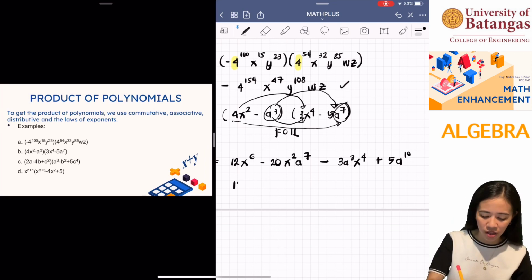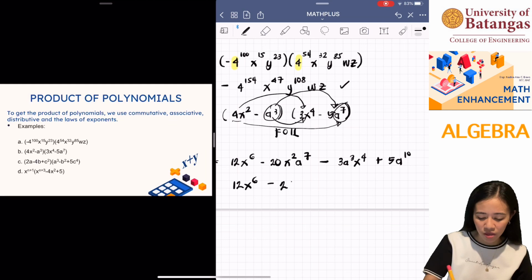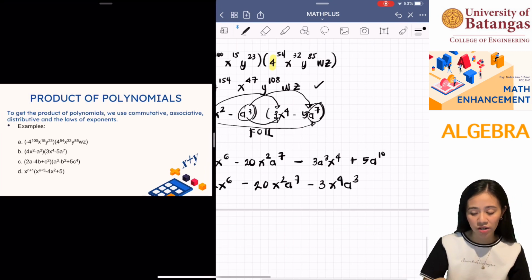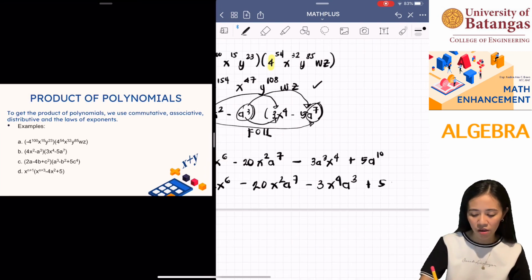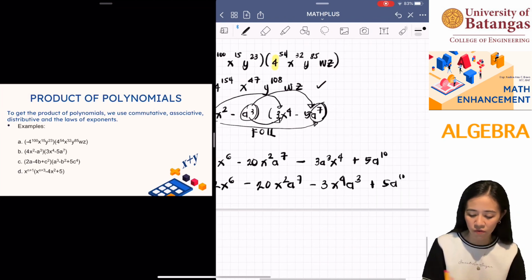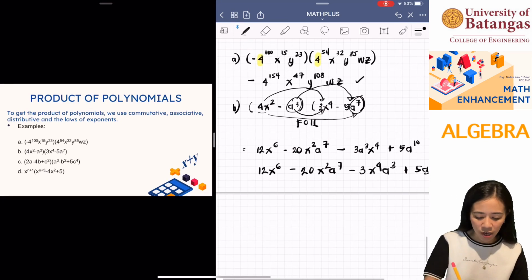You can also rearrange it. You can write it as 12x raised to 6, in terms of x first. Minus 20, x squared a to the 7. Minus 3, x to the 4th, a cubed. We just put the x terms first in every term, the x variables in every term. Plus 5a raised to 10. It can also start with a. So, if a comes first, you put 5a raised to 10 first. Okay? So, letter C.